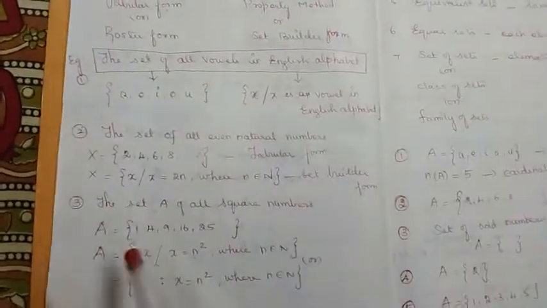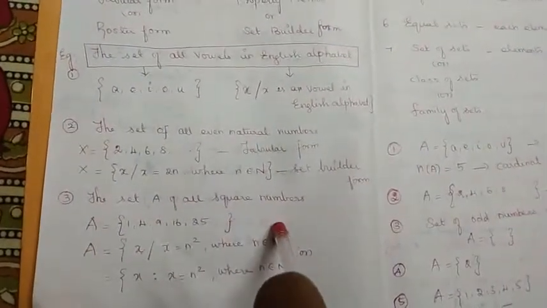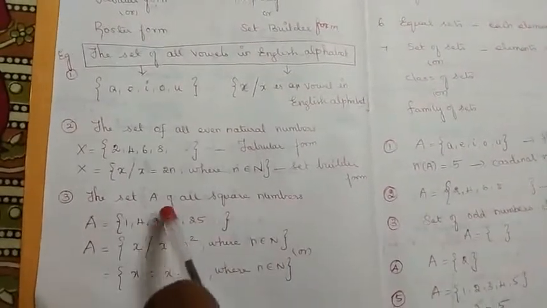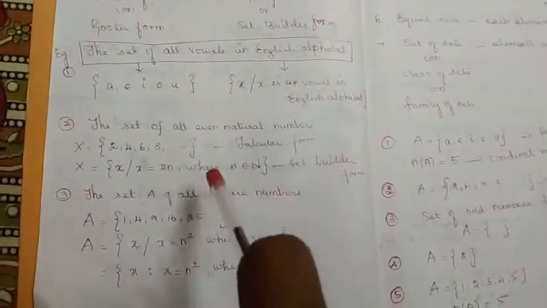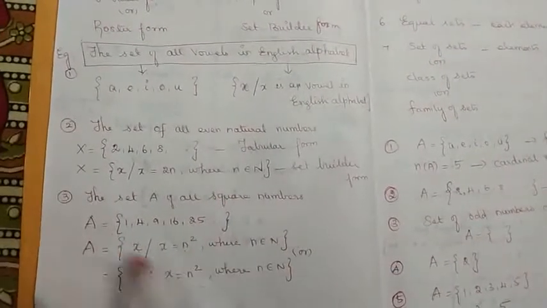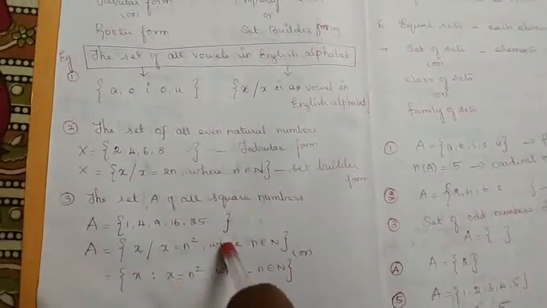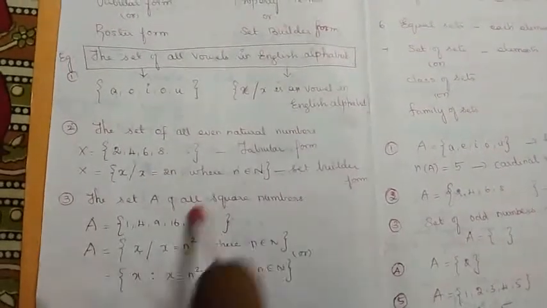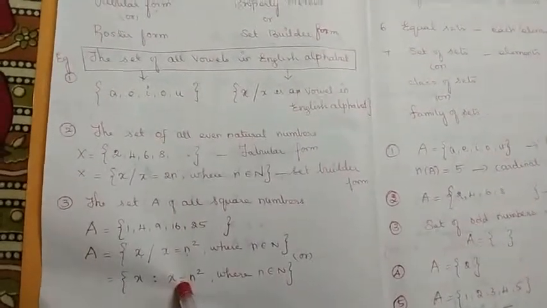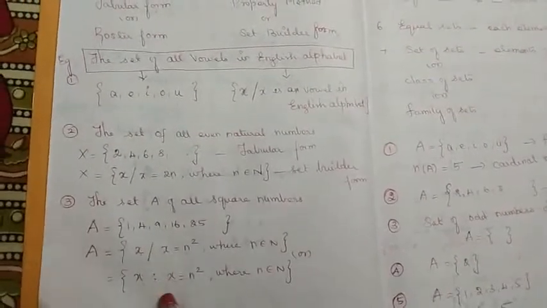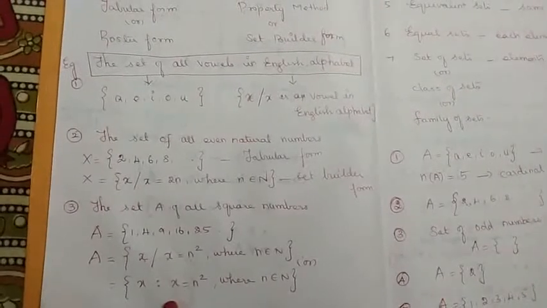The same way, the set of all square numbers: how will you express it in roster form? All the square numbers 1, 4, 9, 16, etc. If you want to express it in set builder form, we will write the set of all x such that x is equal to n squared, where n is a natural number, so that all square numbers will come under this. Okay, you can give a slash or else you can give a colon for such that.